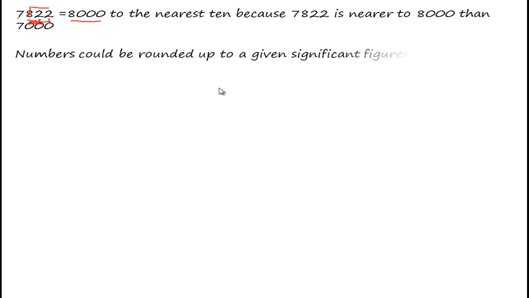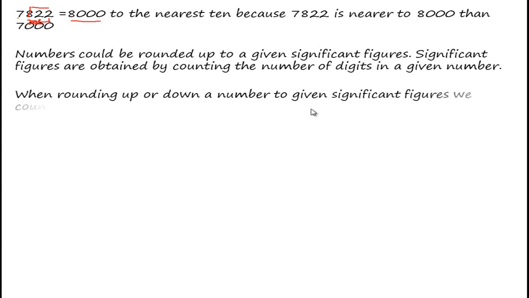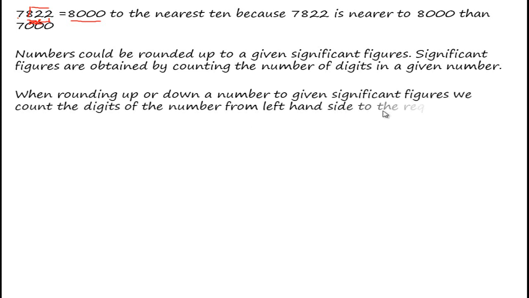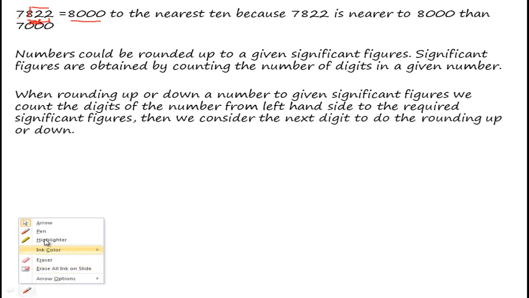Numbers could be rounded to given significant figures. Significant figures are obtained by counting the number of digits in a given number. When rounding up or down a number to given significant figures, we count the digits of the number from the left. Note this, not approximation. When we are doing approximation, we were doing it from the right, but right now for significant figures, we are doing it from the left-hand side to the required significant figures.